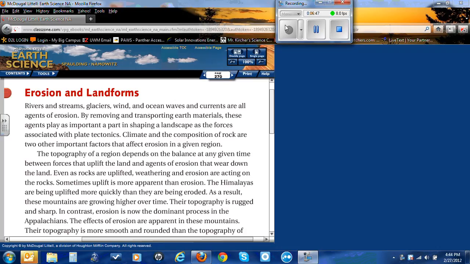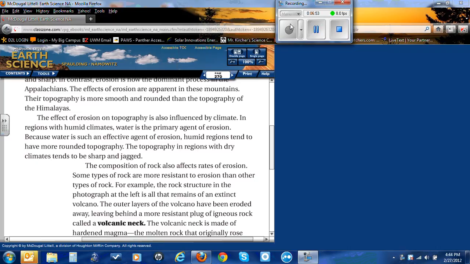In contrast, erosion is now the dominant process in the Appalachians. The effects of erosion are apparent in these mountains. Their topography is more smooth and rounded than the topography of the Himalayas.